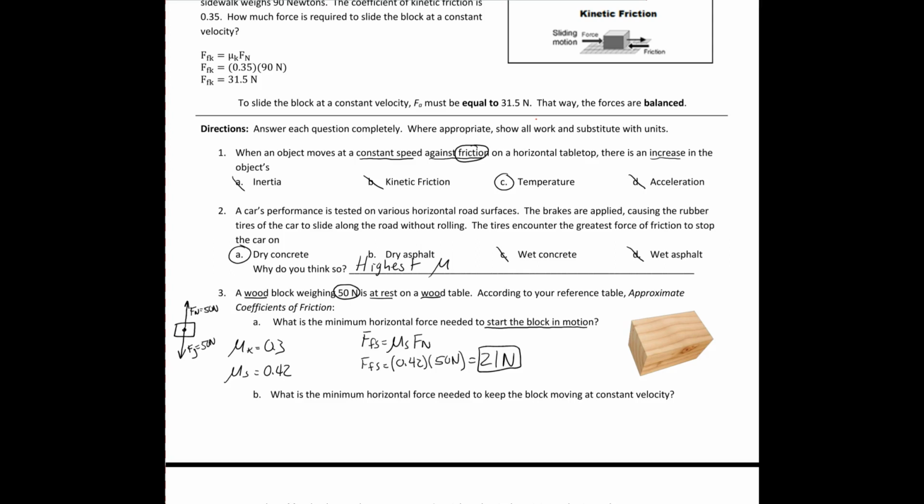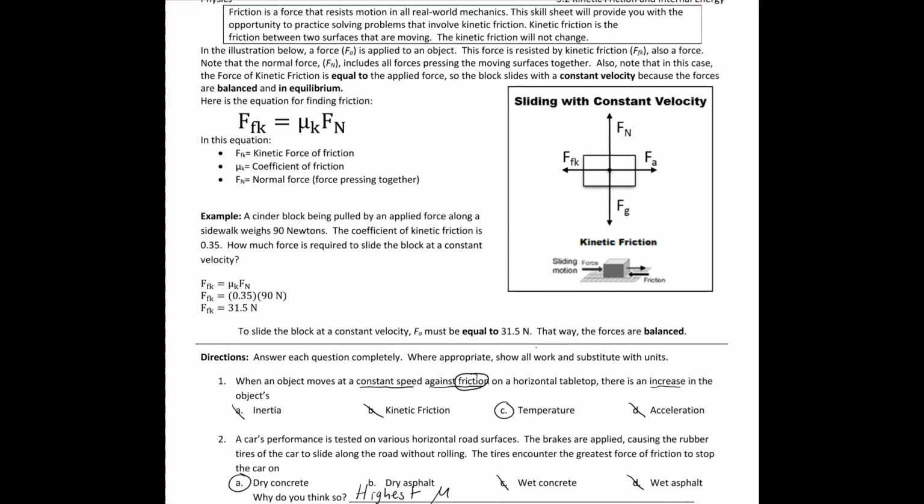Once it's moving, it says, what is the minimum horizontal force needed to keep the block moving at constant velocity? If you look at the top, it's this situation. You want an applied force that's equal and opposite to the frictional force so that the forces are balanced, meaning there's no net force. We don't want a net force because we don't want an acceleration. We want constant velocity in this case.